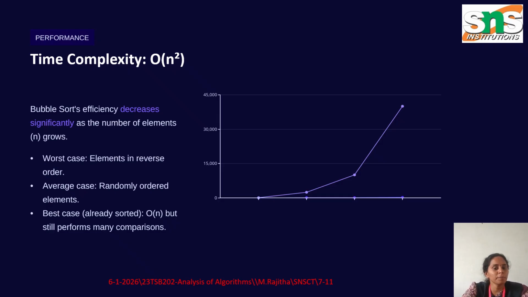Time complexity of bubble sort. Now let's talk about performance. Bubble sort has worst case time complexity, big O of n square, when elements are in reverse order. Average case, big O of n square, random order. Best case, big O of n, already sorted list with optimization. Because bubble sort compares elements again and again, the number of comparisons increases rapidly when the input size grows. So bubble sort is not suitable for large data sets or time critical applications.